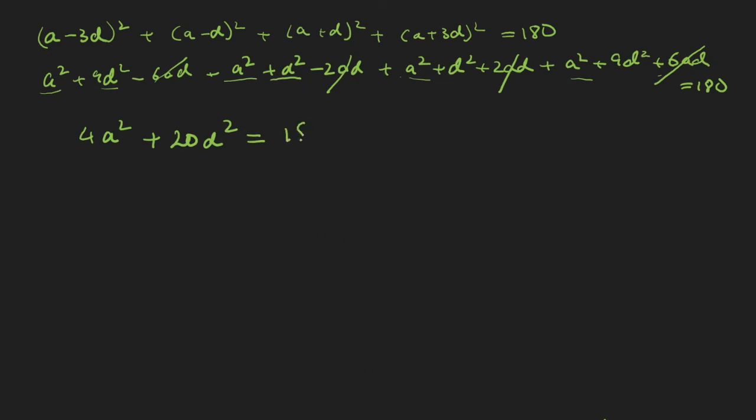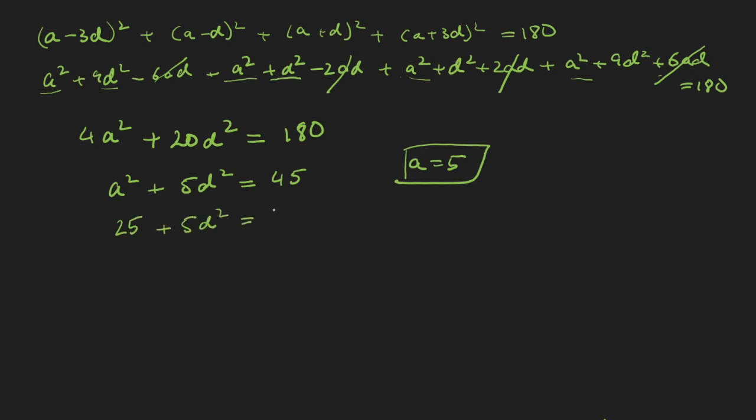is equal to 180. Now if we divide by 4, we are left with a square plus 5d square is equal to 45. We know a is equal to 5, which we found from the previous part. So let's substitute it back in. We get 25 plus 5d squared is equal to 45. 5d squared is equal to 20. d squared is equal to 4. And d is equal to plus or minus 2.